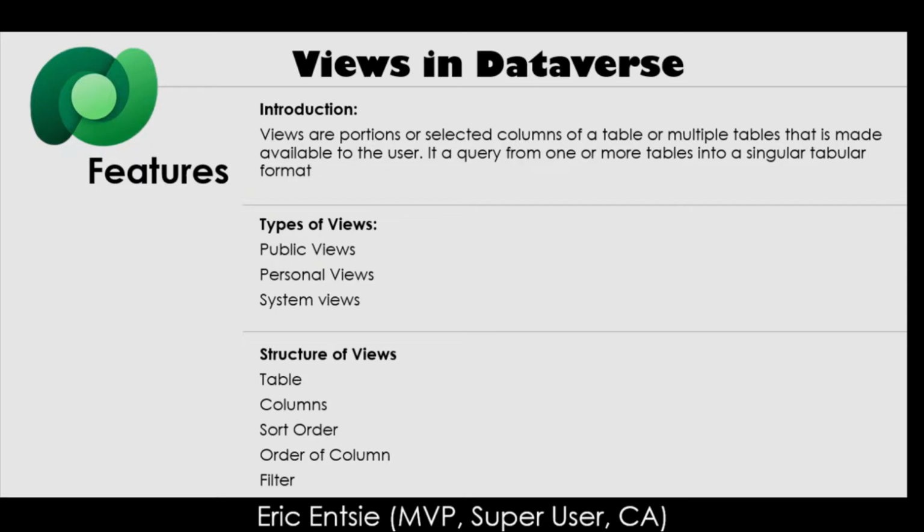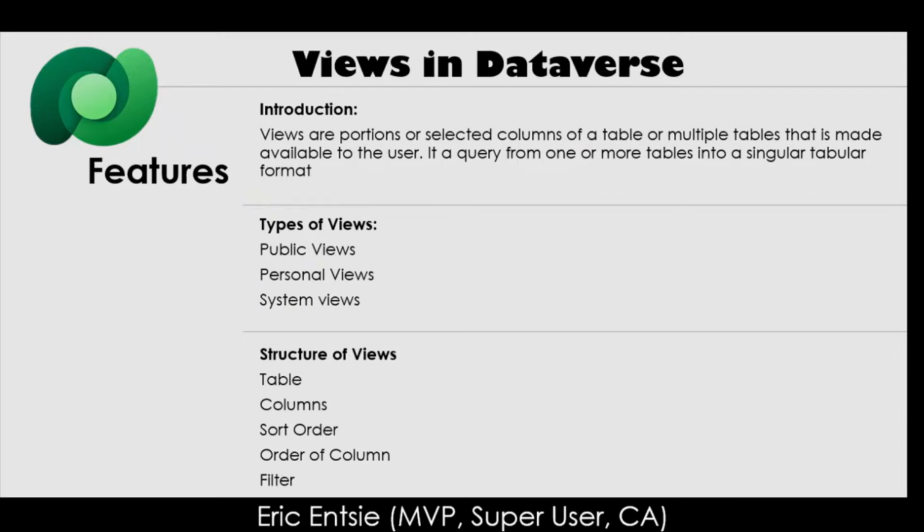The table is the data source area where the data is filled. The column is which column you want to be shown on the view. Then the sort order: if it is an amount, you are sorting it from the highest amount to the lowest amount. Then the order of the columns is which column you want to show first.